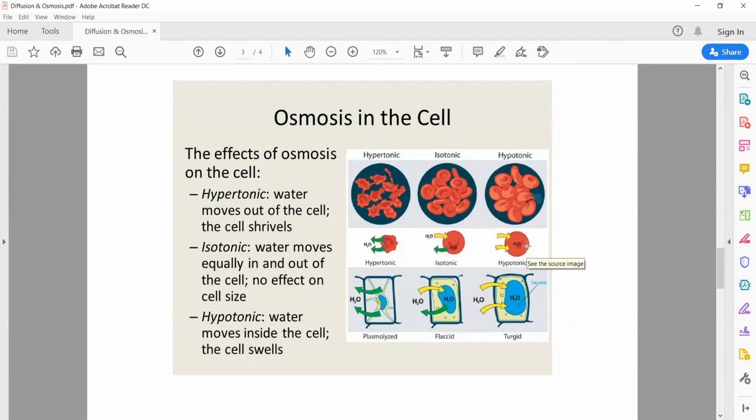This last example over here is your hypotonic. If you're putting your blood cells into a hypotonic solution, that means that your concentration of water is greater outside than inside, and the water is going to move into the cell, which, you can see right here, can cause the cell to burst.